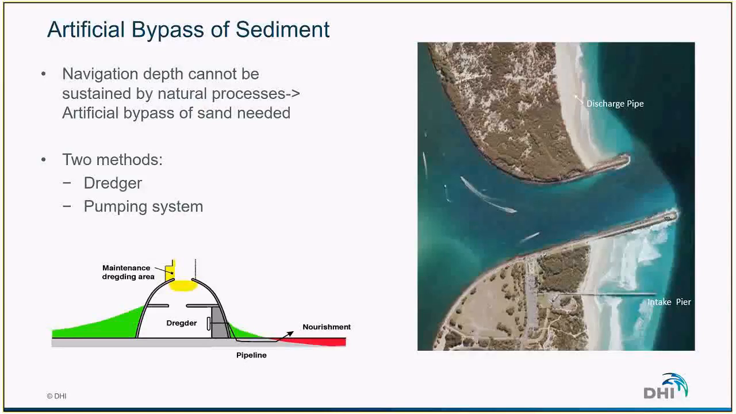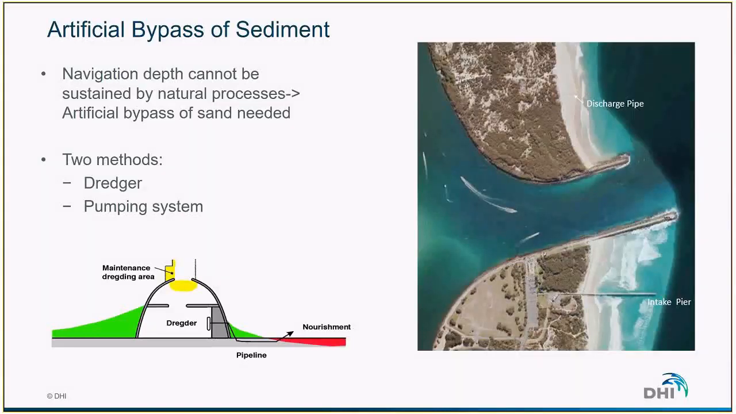The two main methods are either by using a dredger. Basically, what the dredger does is when the sedimentation in the navigation channel occurs, and when the critical depth for navigation is reached or a bit before, the dredger goes out and dredges some of the sand, and then this sand is put back on the downdrift part of the coast, either by using a fixed pipe or by regular dumping, for instance.